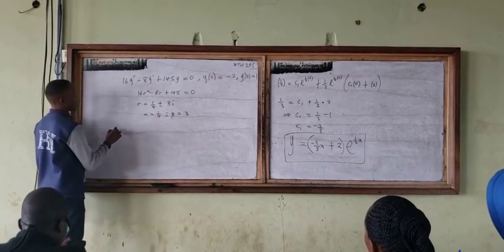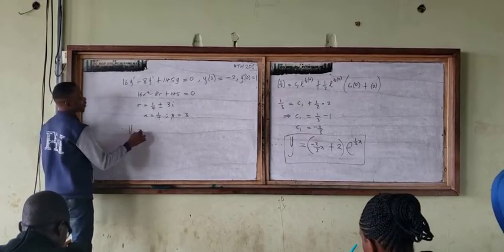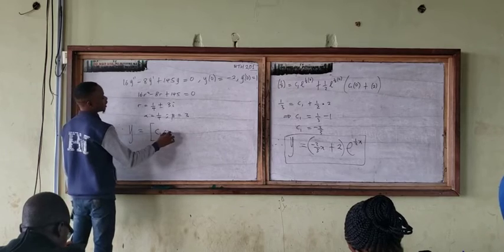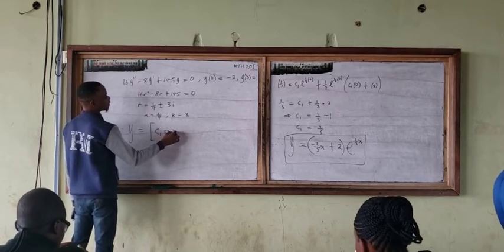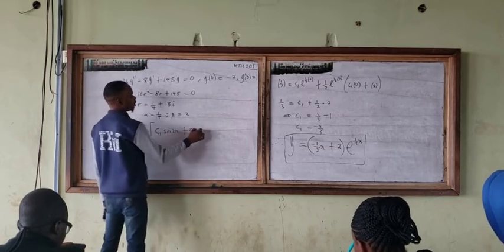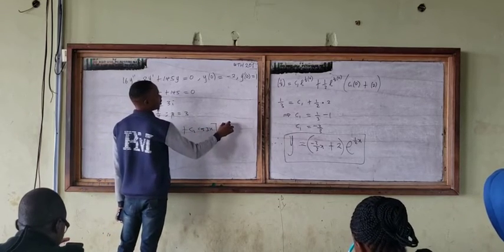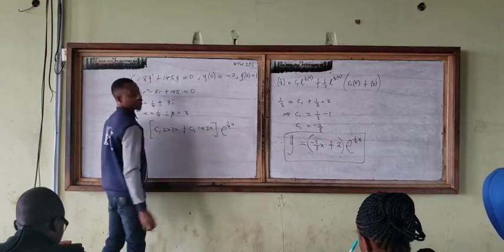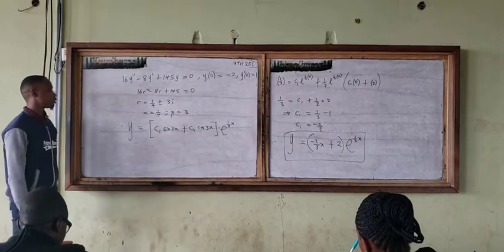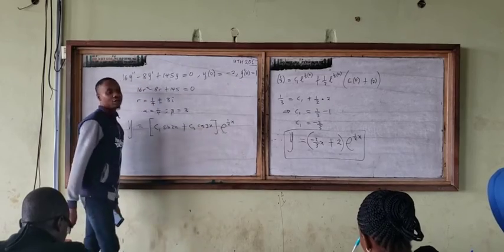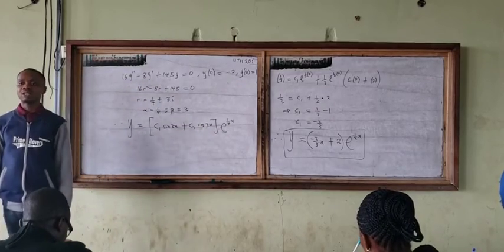So therefore our general solution will be y is equal to, put this in brackets, c1 sine beta x, that's c1 sine 3x, plus c2 cos 3x, then everything multiplied by e raised to power 1 over 4 x. Is that clear? That will be our general solution. To get our particular solution, we will use these conditions to evaluate C1 and C2.